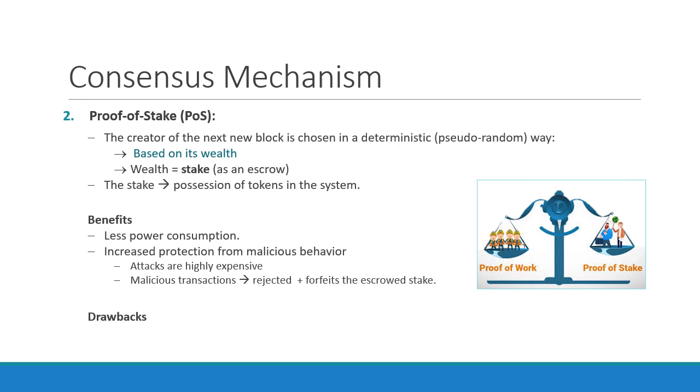What are the drawbacks? Obviously, the nodes can predict which node will have the right to create or forge the next block with a reasonable probability based on its stake. This means the older and larger holders of stake can control the chain.